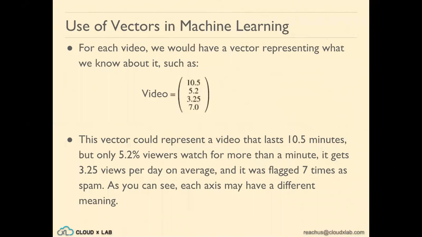What is the length of the video? How many people marked it as spam? How many people liked it? How many people commented on it? And sometimes we also represent a whole text as a list of numbers. This is called a vector, and it is used enormously throughout machine learning.